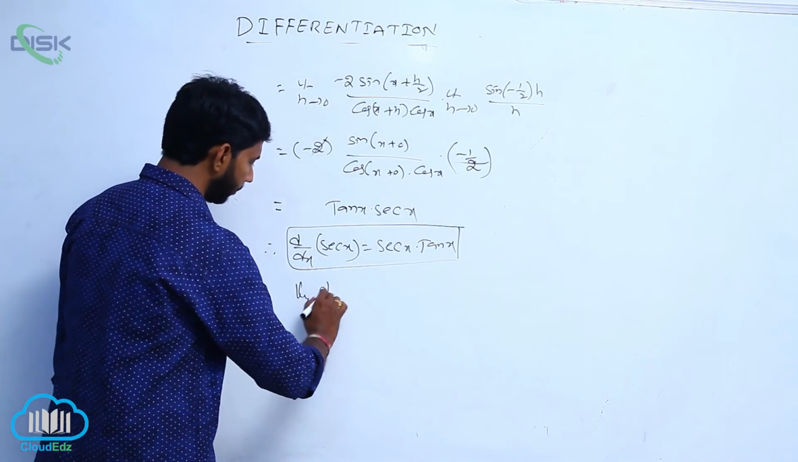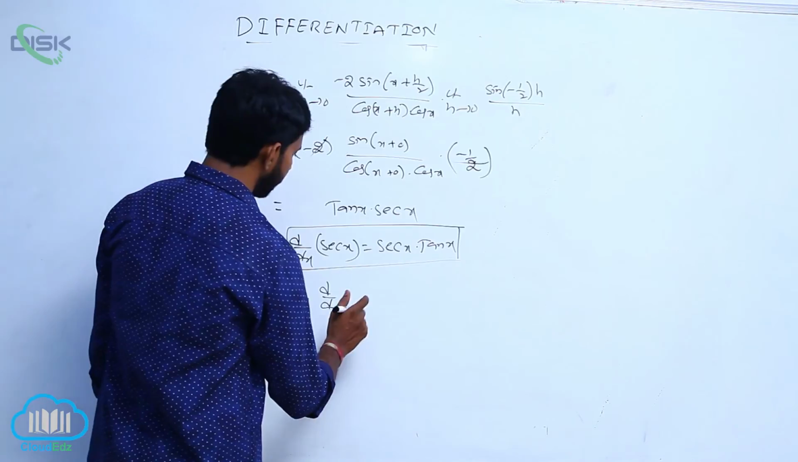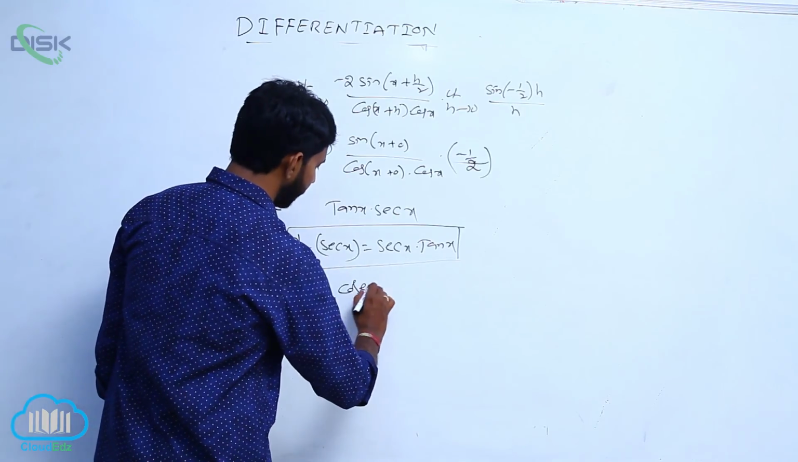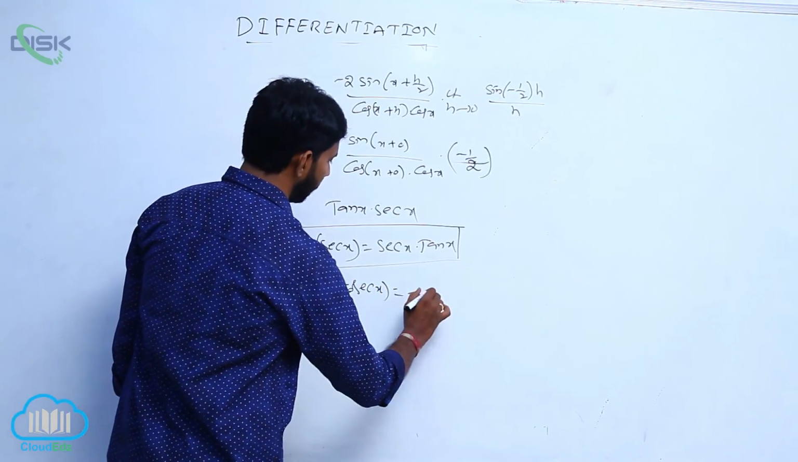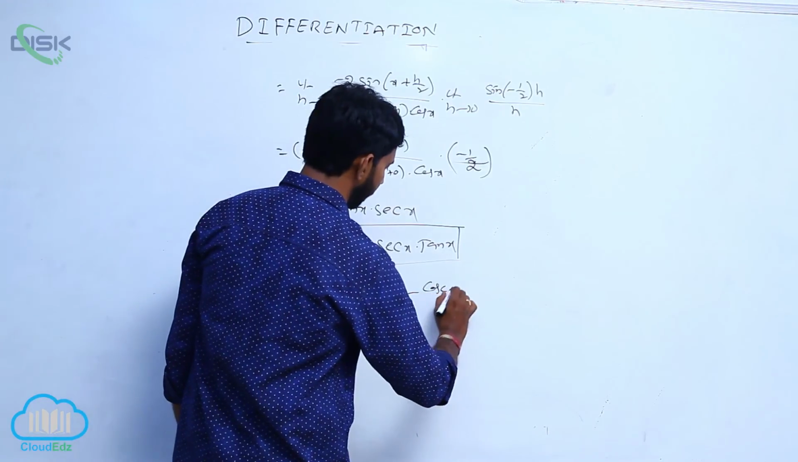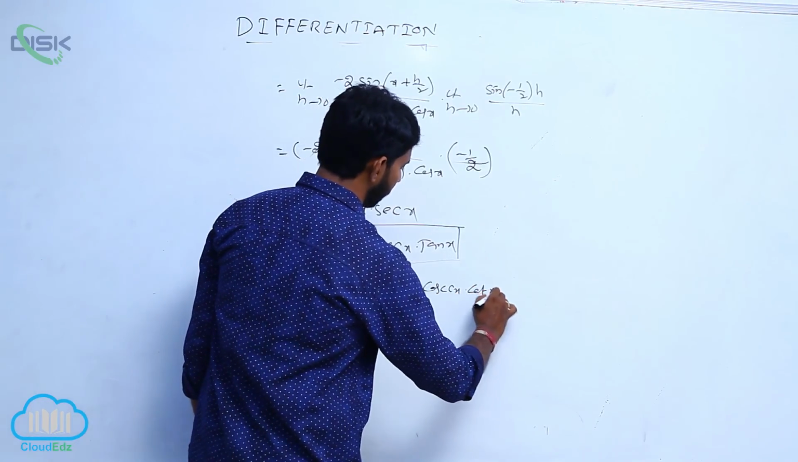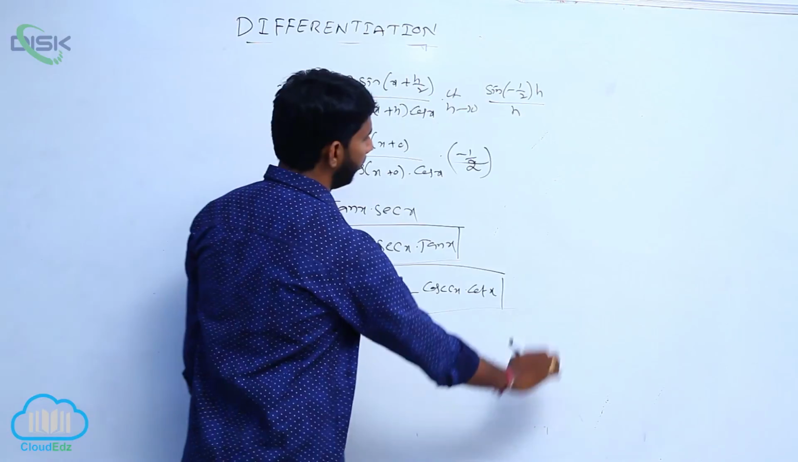Similarly, d by dx of cosecant x is equal to minus cosecant x cot x.